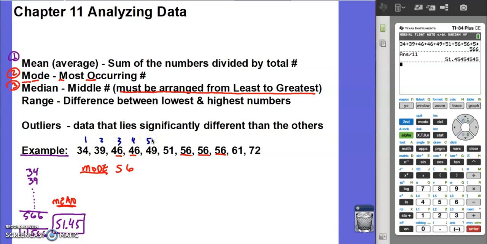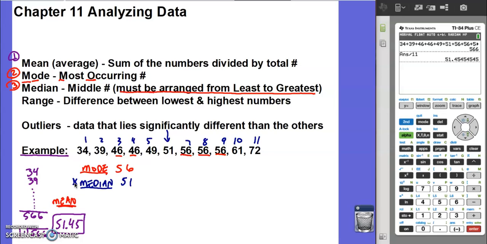And then we have 6, 7, 8, 9, 10, 11. So 5 numbers on the right, 5 numbers on the left. This is my middle number right there. This is your median. So your middle number is 51, which means half the scores were below that and half the scores were above that. In my opinion, this is a very good statistic to look at to find out who the middle scoring person is.